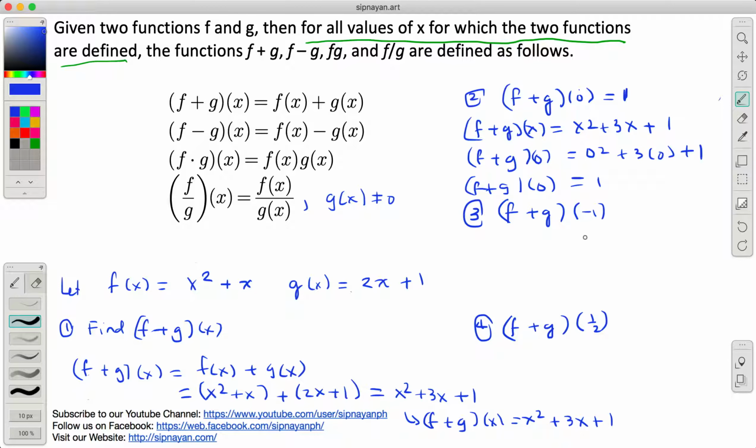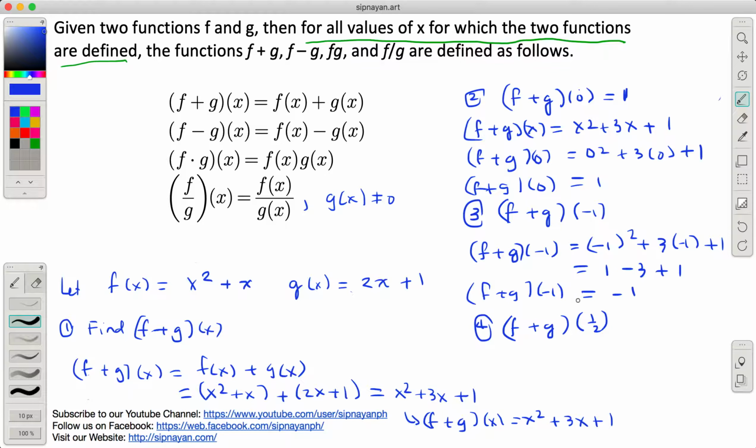What is f plus g of negative 1? Same thing. That's negative 1 squared plus 3 times negative 1 plus 1. So that is equal to 1 minus 3 plus 1. This is negative 2 plus 1, which is negative 1. So f plus g of negative 1 is equal to negative 1. Let's box the answer so it's easy to see.